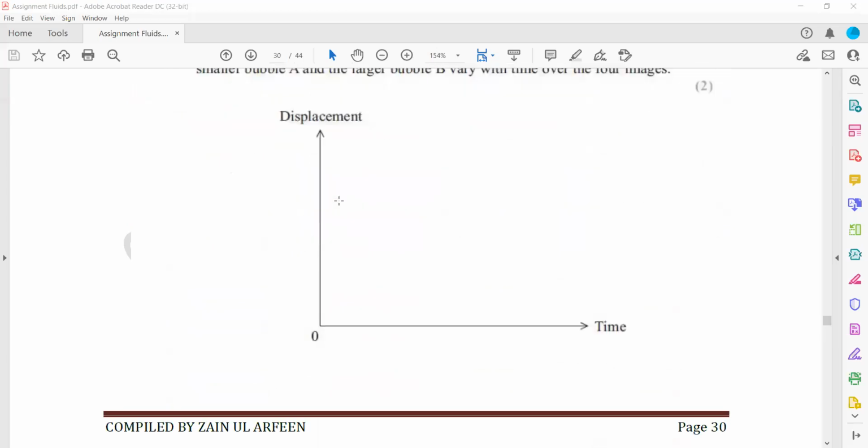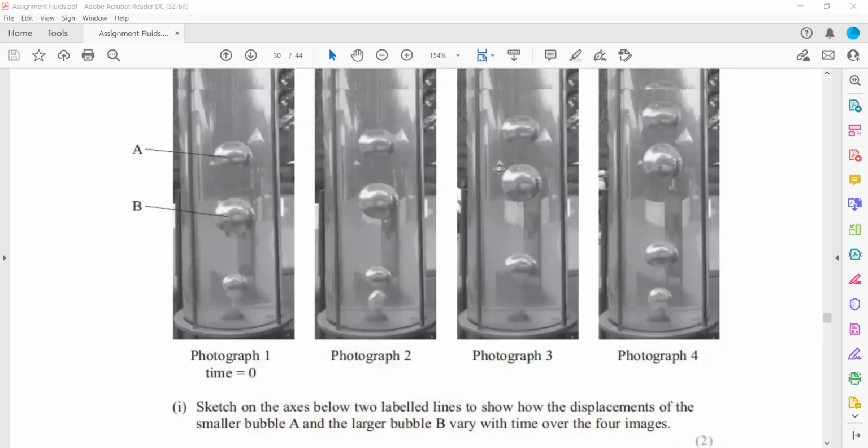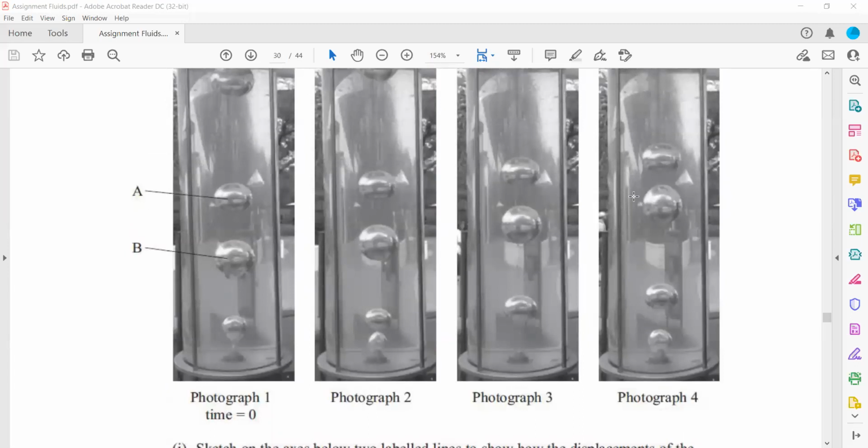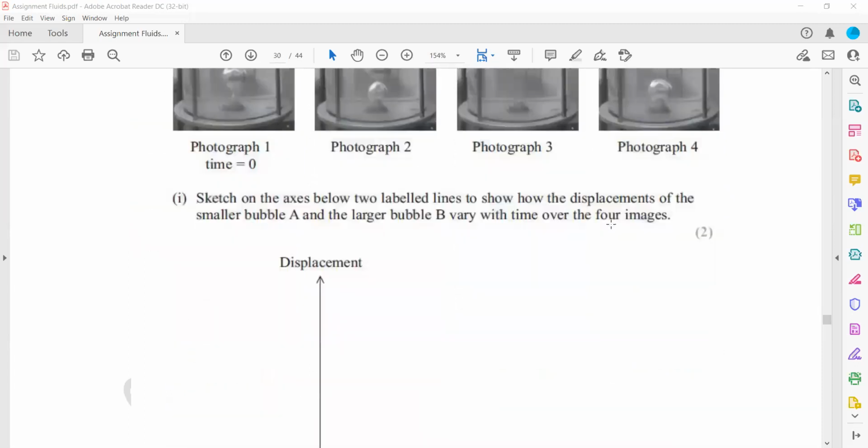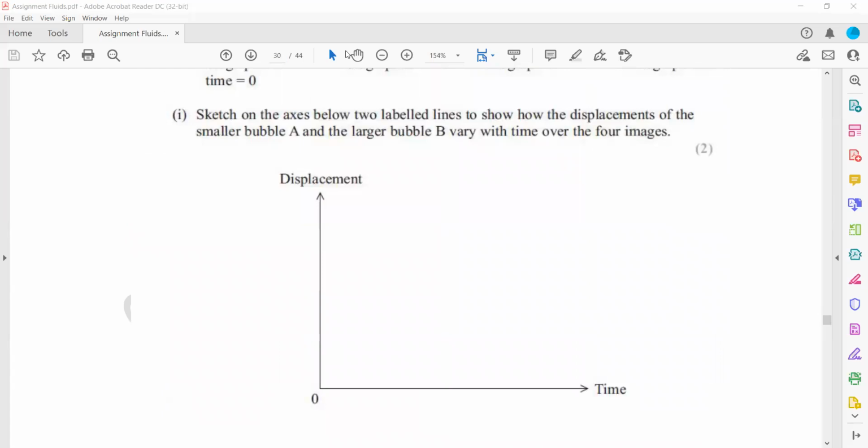So when we sketch a graph, you can see A is moving relatively slower as compared to B. How do we conclude that? When you check the picture, B covered a greater distance or greater displacement compared to that of A. So A is moving slower than B, and in displacement-time graphs the slope represents the speed. For A, it is already has some displacement and is moving slower, that means the slope is less steep, but for B it has a greater slope.